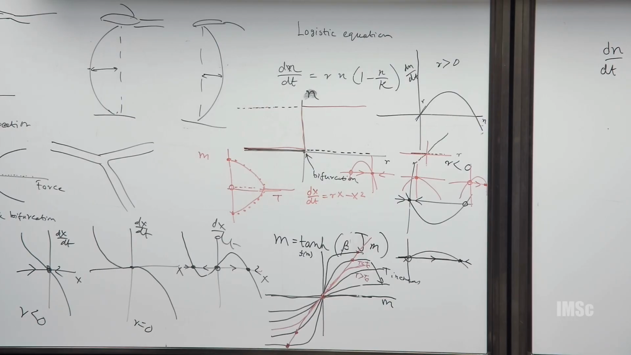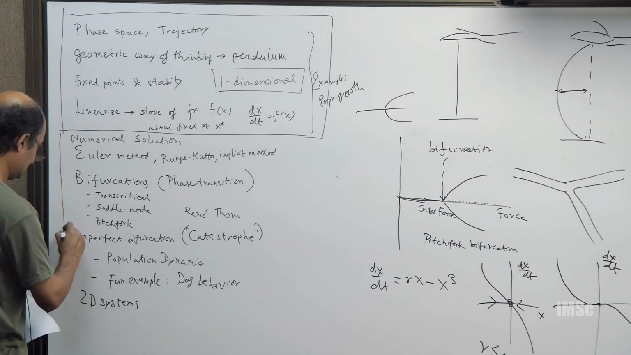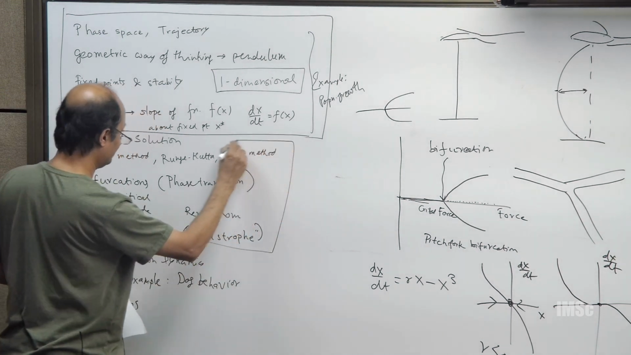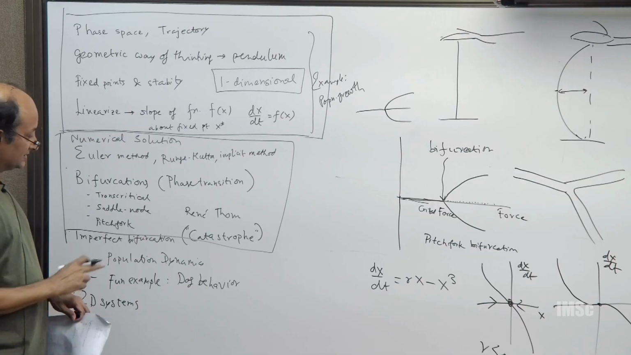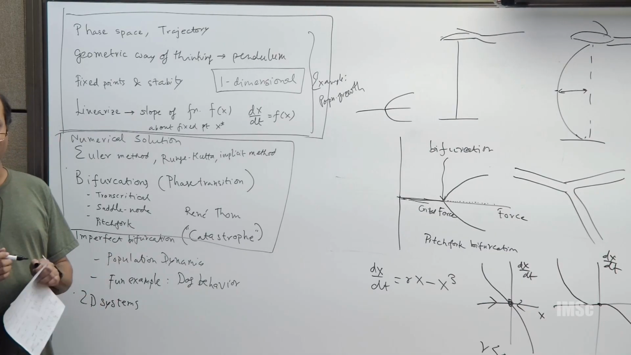All right, so I will end at this point. In the next class, we will start with the concept of imperfect bifurcation or catastrophe, and then go on to two-dimensional systems.